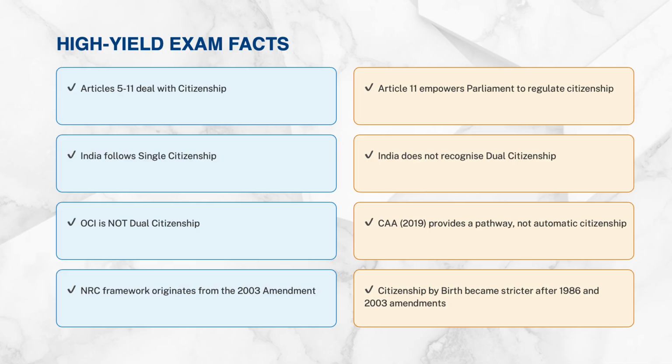So that is why the complication arose. Citizenship by birth became stricter after the 1986 and 2003 amendments. Okay, back then, if you were born in the territory of India, you became an Indian citizen. But 1986 added that either of your parents should be Indian. And 2003 added what? If either of your parents is Indian, the other one who's not an Indian should not be an illegal migrant. That's what the 2003 amendment added, right? And together, they made citizenship by birth stricter.